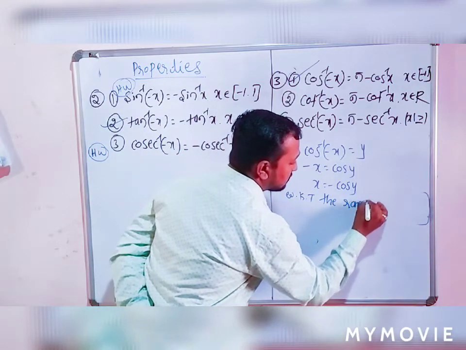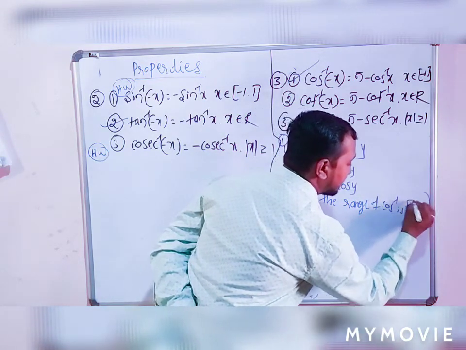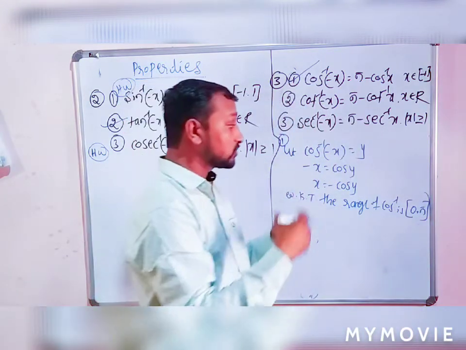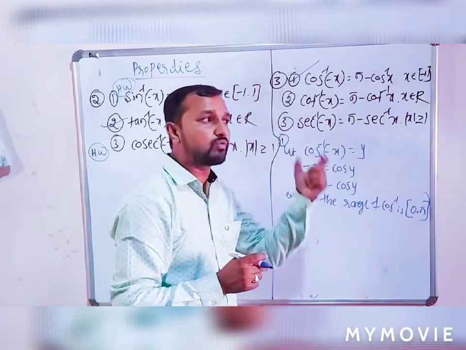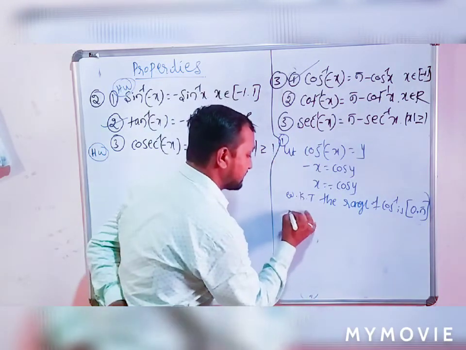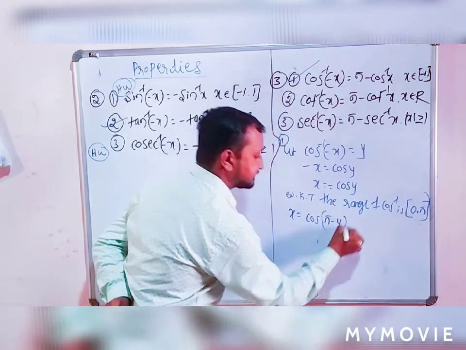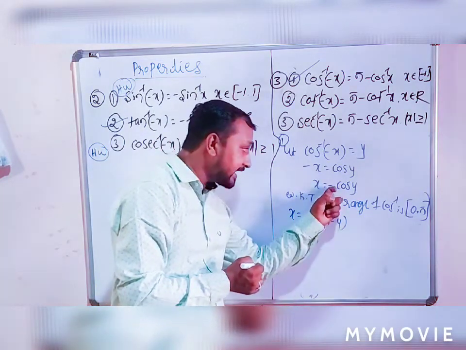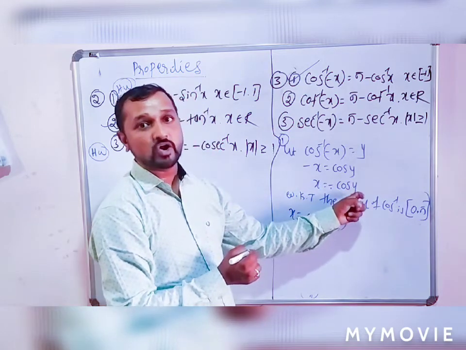We know that the range of cos inverse is, what is that? 0 to pi. The range of cos inverse is 0 to pi. That means our cos value lies only in positive values, but this is negative. That's why I take x is equal to cos of pi minus y. Is it right? Cos of 180 minus theta is nothing but minus cos theta. Cos of 180 minus y is minus cos y.